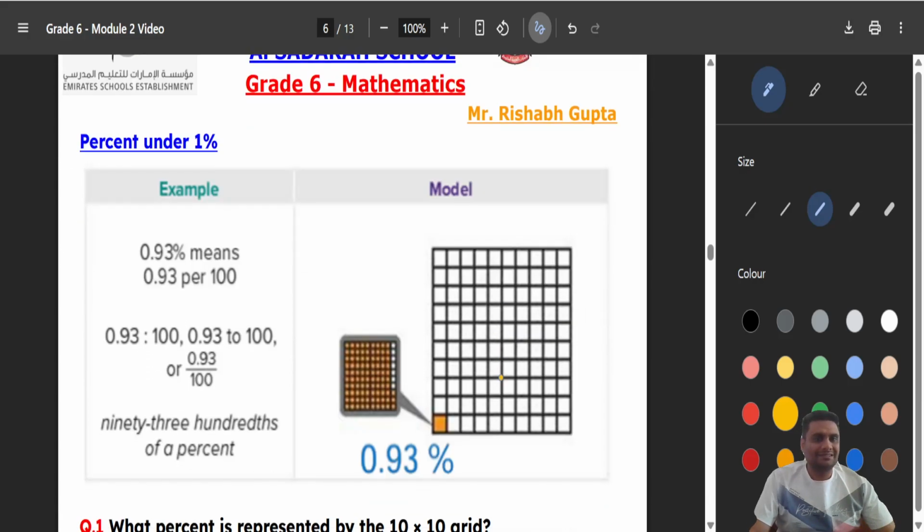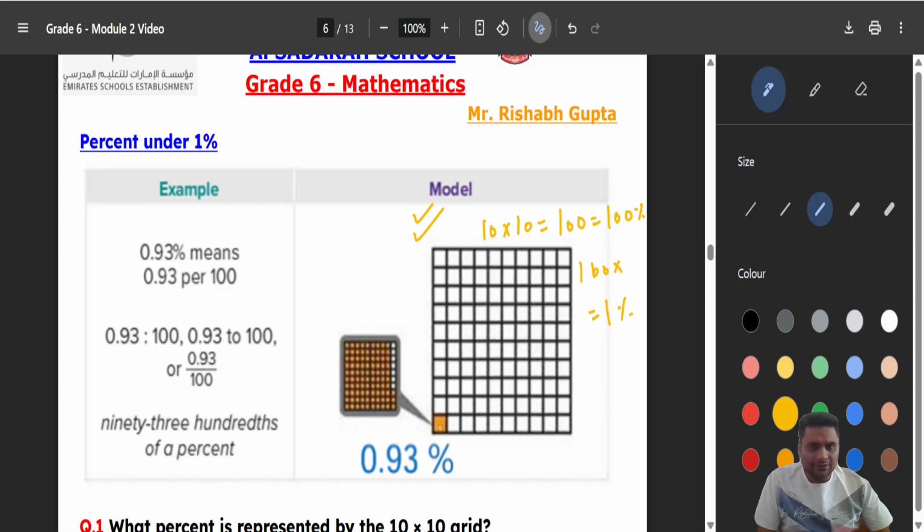Now we have percent under 1%. Under 1% means it should be less than 1%. Now let us try to understand it here. This is a grid of 10 by 10, correct? So we have 100 boxes here, correct? So 100 boxes is equal to 100%. Yes. So it means one box is equal to 1%, correct?